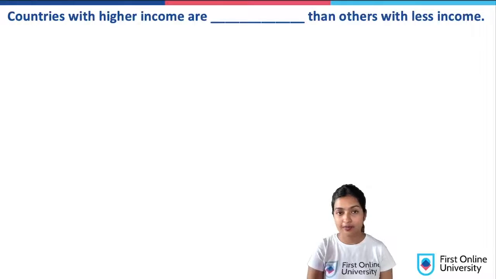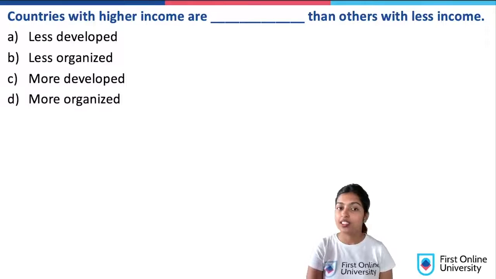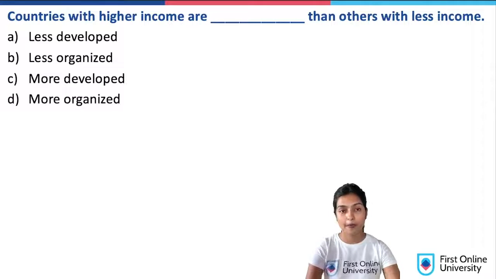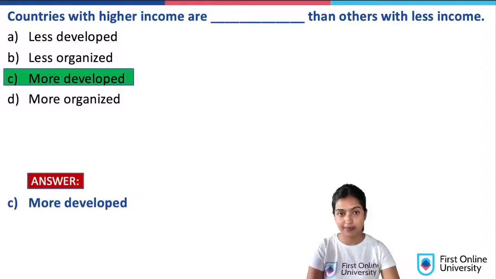Countries with higher income are dash than others with less income. A. Less developed, B. Less organized, C. More developed, D. More organized. The answer is: countries with higher income are more developed than the others with less income.